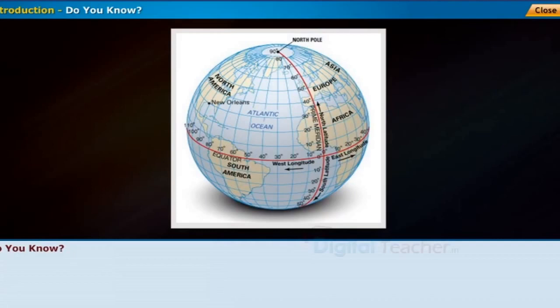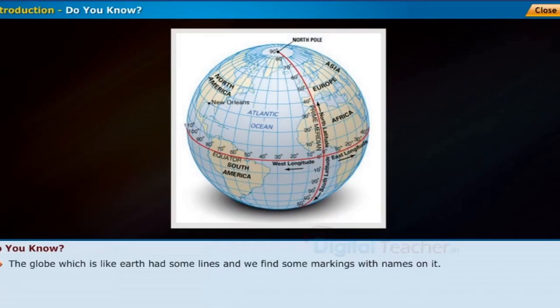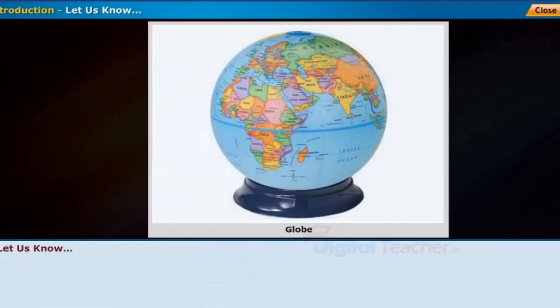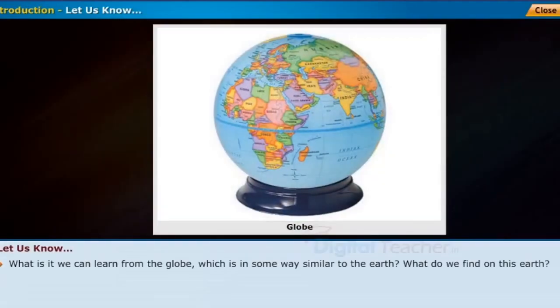Do you know? The globe, which is like Earth, has some lines, and we find some markings with names on it. The names and the markings shown on the globe are similar to that of our Earth. The things which we cannot see and which we do not know can be found on the globe. Let us know what we can learn from the globe, which is in some way similar to the Earth. What do we find on this Earth?